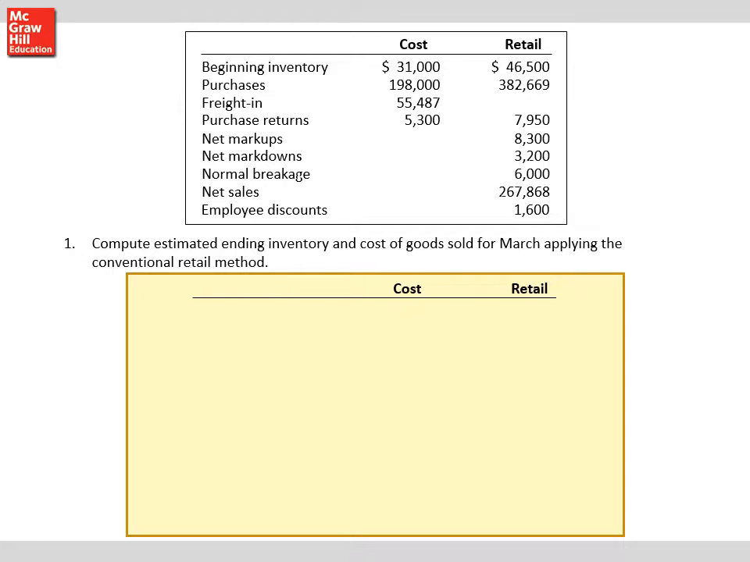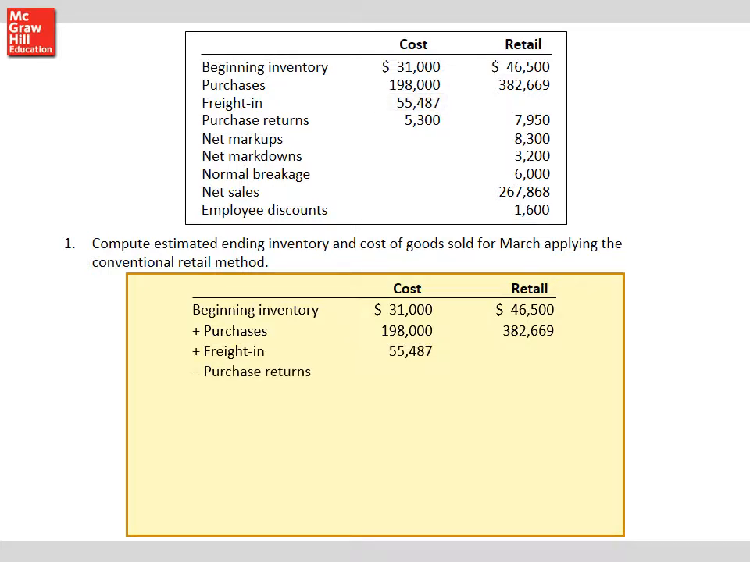Let's take a look. Beginning inventory, you would start with the cost and the retail. We know that already. We would add the purchases at cost and retail, add the freight in at cost, and subtract any purchase returns that are not already subtracted out of the purchases, at cost and retail. Add your markups to retail. Subtract your markdowns. I'm just going to keep going with that.